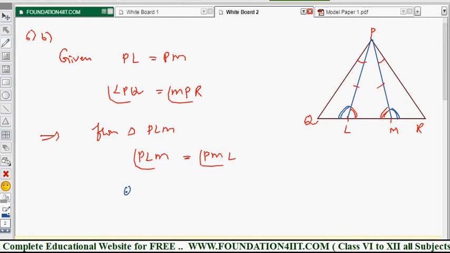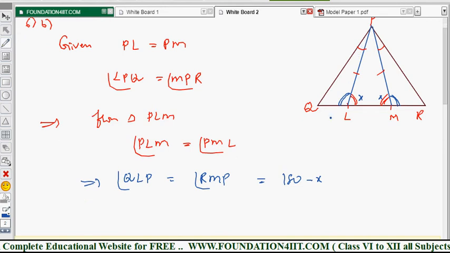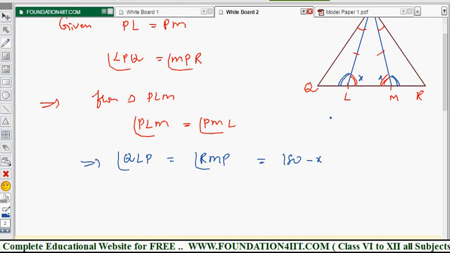Therefore angle QLP is equal to angle RMP. These two are equal, so 180 minus x is the same. So this angle is equal and the side is equal. These two are equal, so 1, 2, this is angle side angle. So according to the angle side angle property, we can say these two triangles are similar.